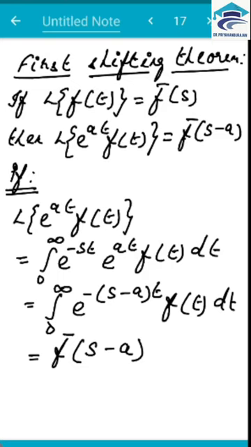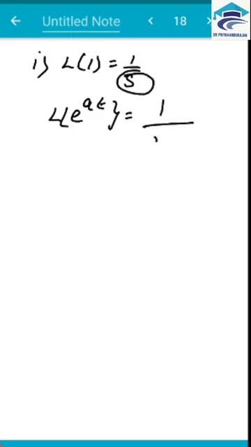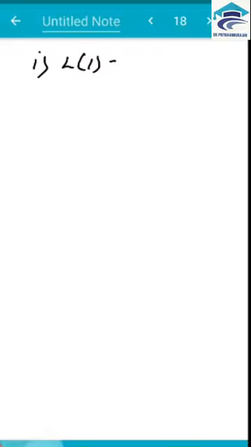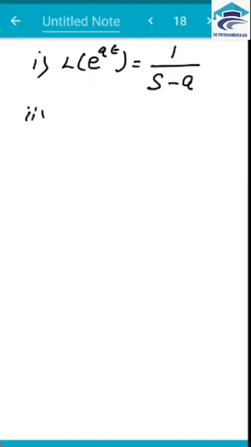We are going to use this shifting theorem to get the other set of formulas. We all know that L of 1 is equal to 1 by s, and if we use the shifting theorem, that is, if we use the exponential term, we are going to shift s as s minus a. So this will be the new formula. Let me write this properly. L of e power at is equal to 1 by, instead of s, s minus a.